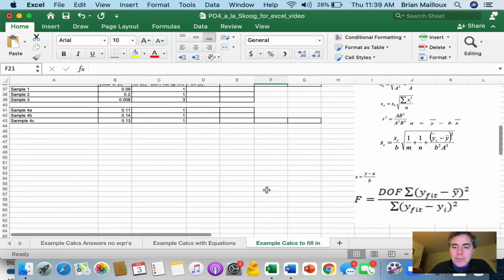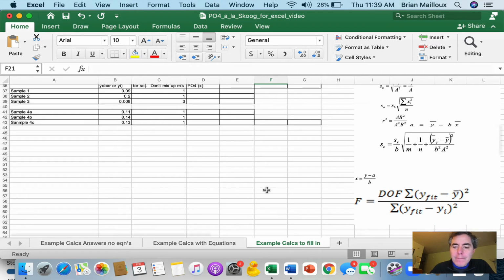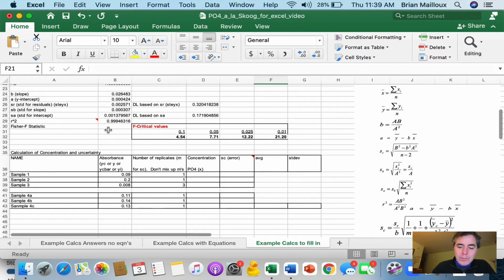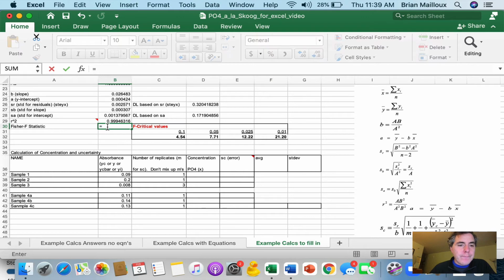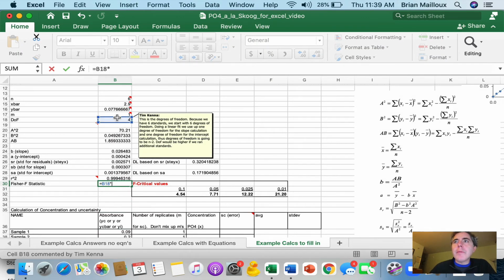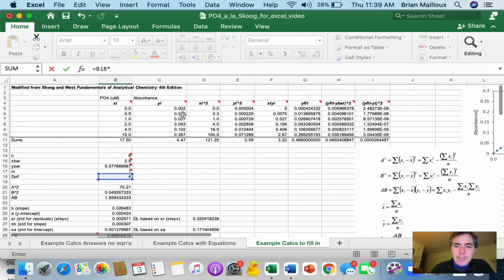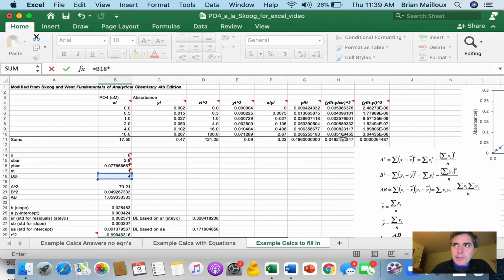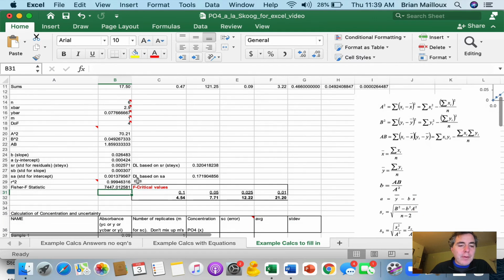Right? So it's equal to degrees of freedom times the sum of Y fit minus Y bar. Okay, see if we can remember that. So it's equal to degrees of freedom times Y fit minus Y bar squared, that sum, divided by this. And we get a monster value, 7,000.